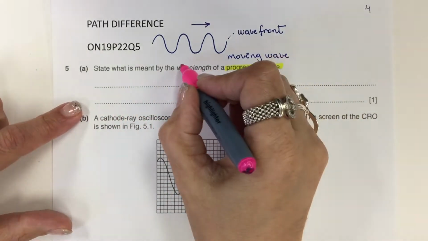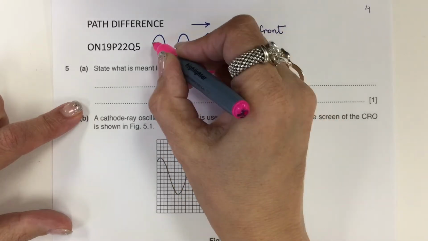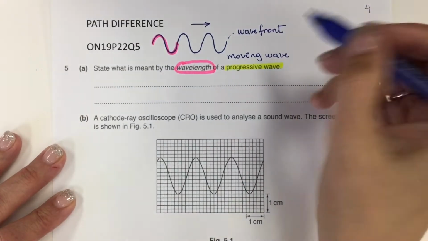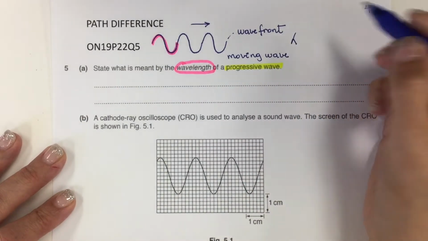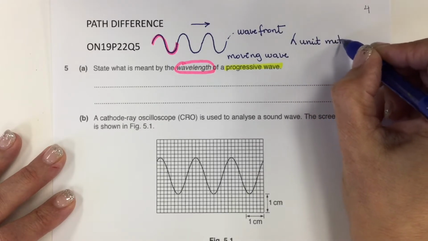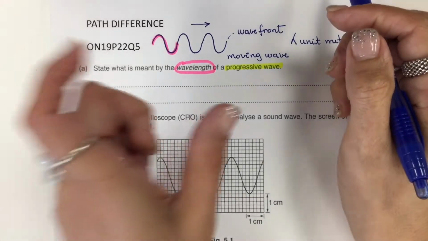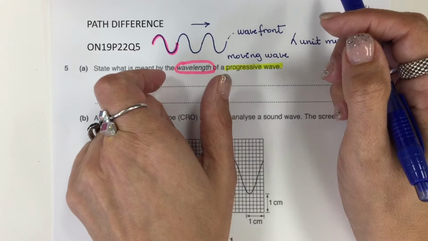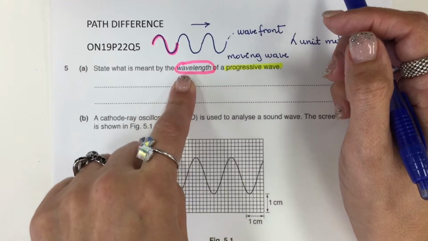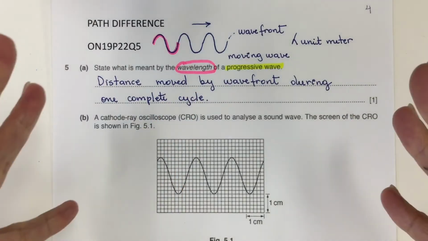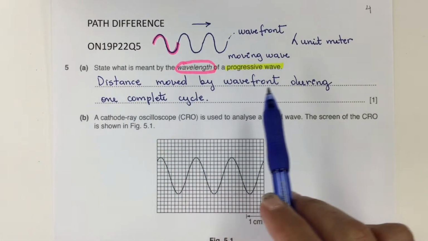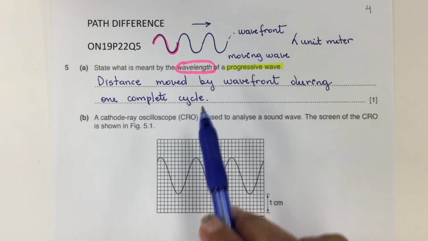The question asks to state what is a wavelength, which corresponds to just one section. A wavelength is represented by lambda and the unit is meter. So here is where this term comes from. Wavelength is the length or the distance of one single wave. One professional way to answer this question is: wavelength is the distance moved by wavefront during one complete cycle.